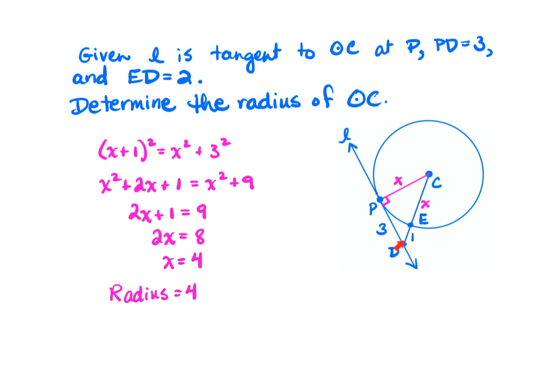So my hypotenuse squared, the sum of x and 1, this whole length here, x plus 1 squared, has to equal leg squared plus leg squared. So I expanded x plus 1 squared here. I subtracted x squared from both sides. Then I subtracted 1, and I divided both sides by 2 to find my radius is 4.